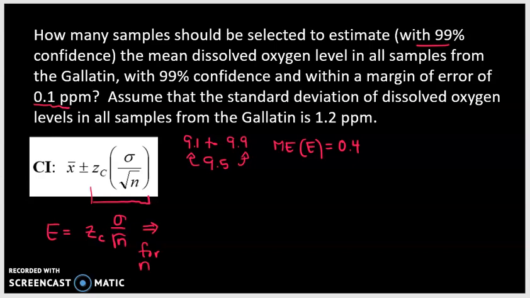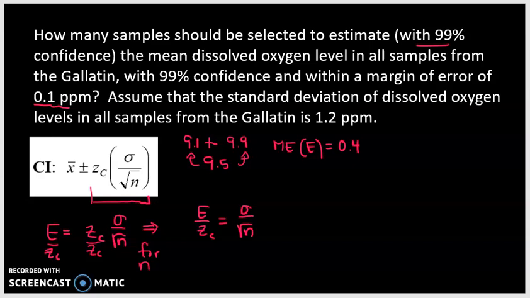N being the sample size. Okay, so to do that, the first thing I'm going to do is a little bit of algebra. I'm going to divide both sides by the Z critical value. So that says that the margin of error over the Z critical value equals sigma over the square root of n.